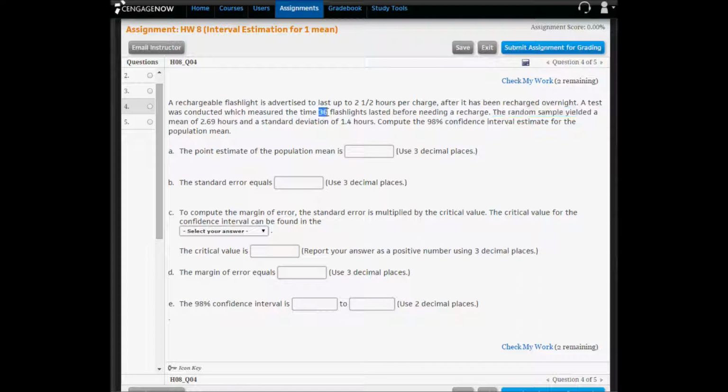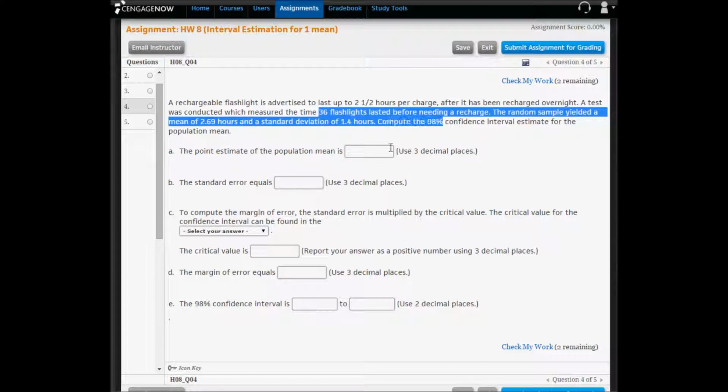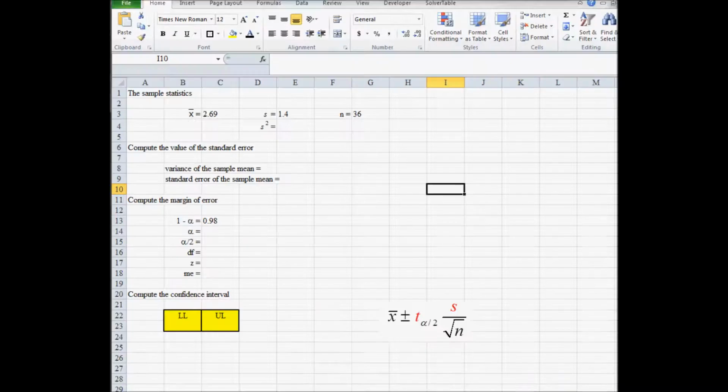So I'm going to copy these values. My n is 36, x bar is 2.69, s, the sample standard deviation, is 1.4, and 1 minus alpha, the confidence level, is 0.98. I've done that here. I have a sample mean of 2.69, a sample standard deviation of 1.4, a sample size of 36, and a confidence level of 0.98.